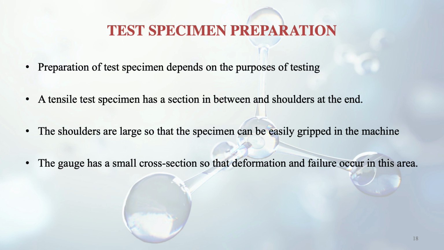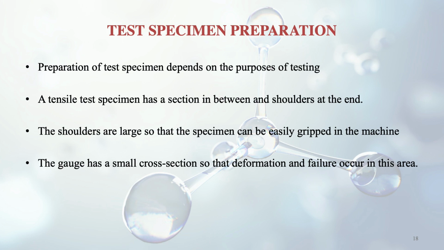If you have seen a dumbbell, in the middle portion it is somewhat thinner, and at the end there are two more portions which have more diameter, and it will be shown in the figure also in the coming slides. So the shoulders are large so that the specimen can be easily gripped in the machine. Shoulders are meant for the purpose of gripping the specimen in the machine. The gauge has a small cross section, meaning the middle portion has a smaller diameter, so that deformation and failure occur in this area.